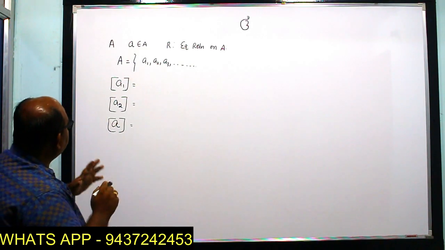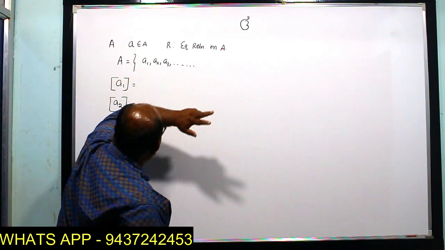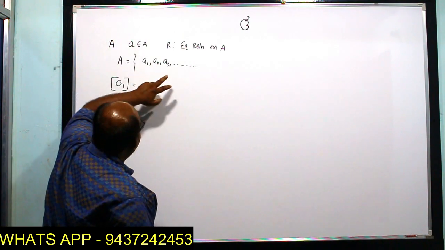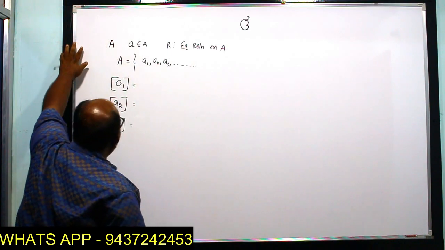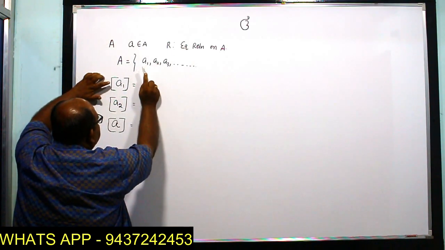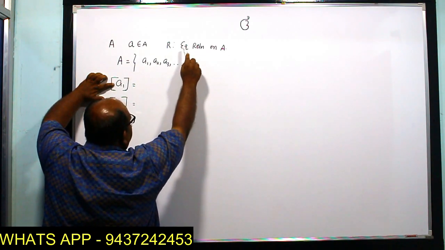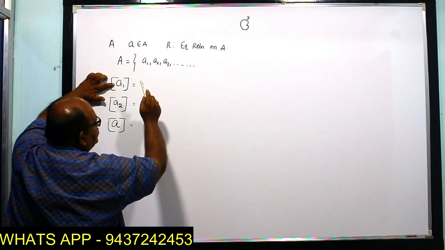So look, again I am repeating: set A containing elements A1, A2, A3. Generally the elements are represented by small a. R is an equivalence relation on set A. Now every element of set A will possess an equivalence class for this relation. If the relation changes, then A1's equivalence class will also change.